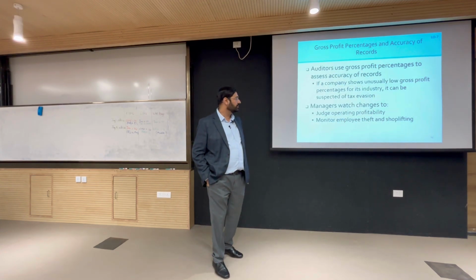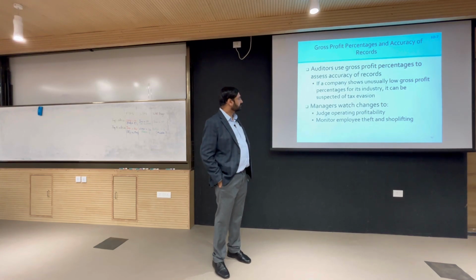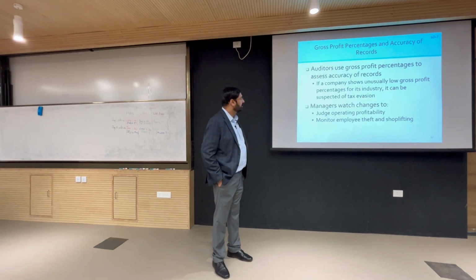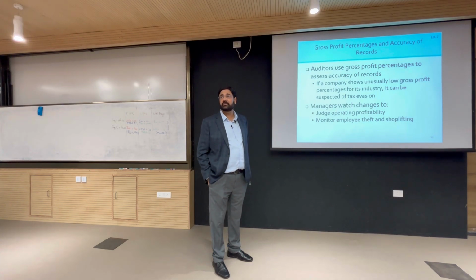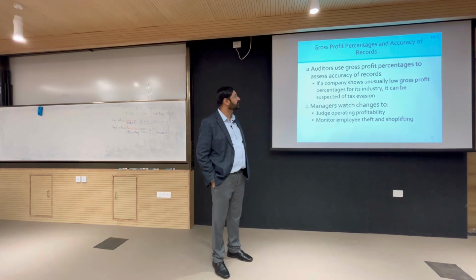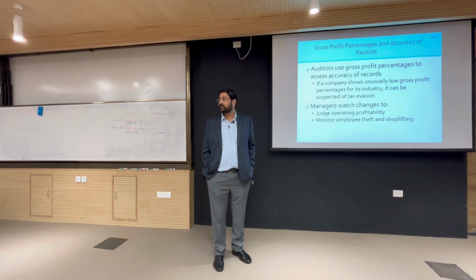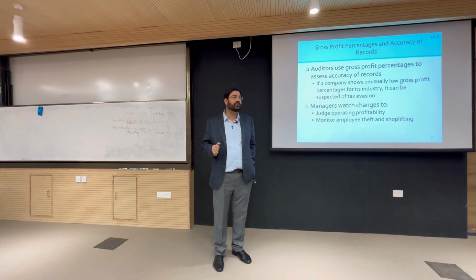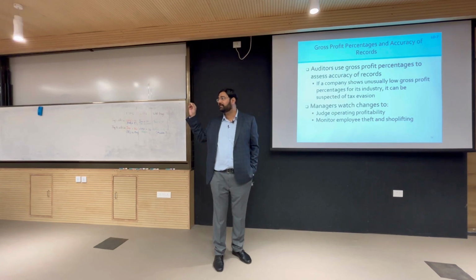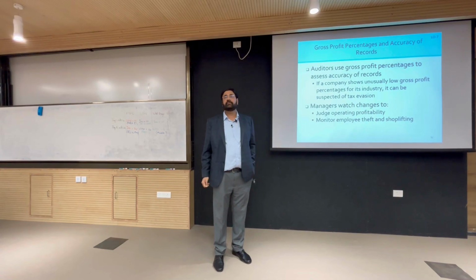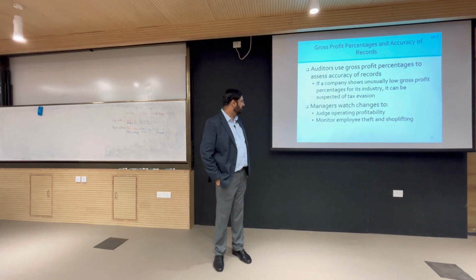Next. Auditors use gross profit percent to assess accuracy of records. Auditors are very careful when they are assessing the records, because if the gross profit percentage has declined sharply or increased sharply, both can be red flags. Have you done any accounting irregularity or any accounting jugglery? So auditors will look at it with a microscope. Next.